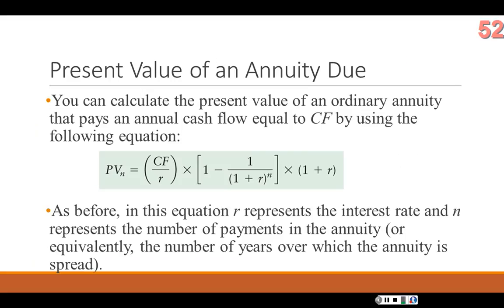Alternatively, we can calculate the present value. If it's an annuity due, we need to make sure that our calculator is in begin mode. If we were using a formula, it would be equal to the cash flow divided by R, where cash flow is the same thing as payment, times 1 minus 1 divided by 1 plus the interest rate raised to the nth power, times 1 plus the interest rate.